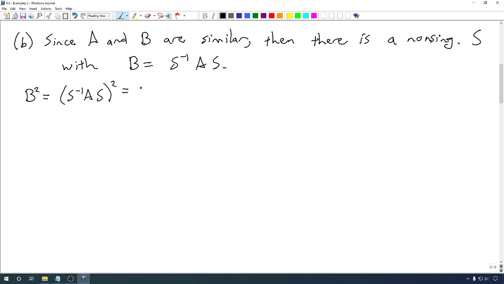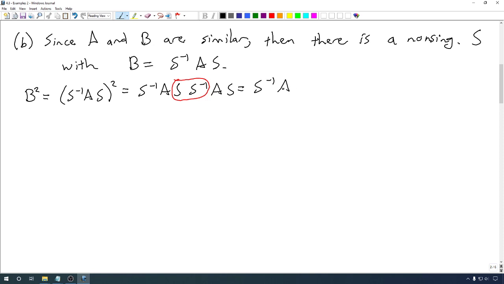And what is the square? But just multiply it by itself. So we have S inverse AS multiplied to S inverse AS. But then what actually happens here? We have this S times an S inverse. S times S inverse is the identity matrix. I mean, that's what it means to be an inverse matrix. And when we're dealing with products, identity matrices just play the role of a 1. It's like we're multiplying by 1 in here.